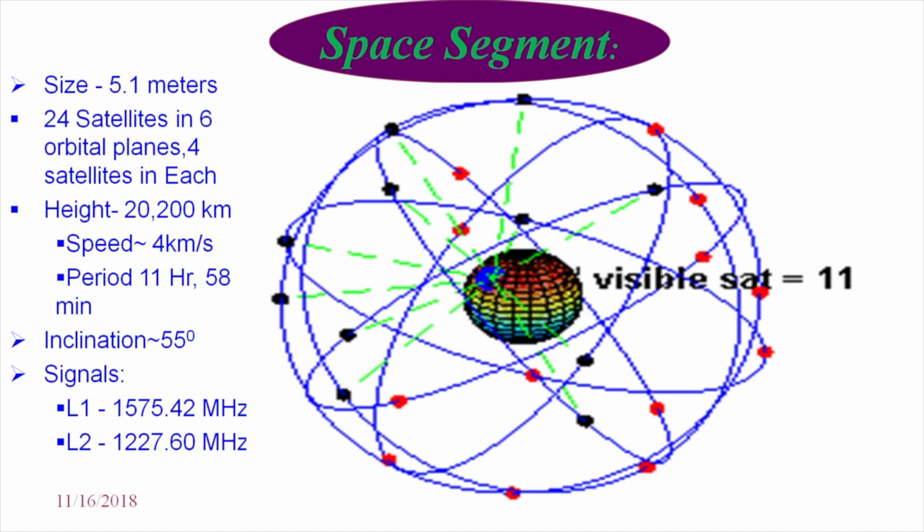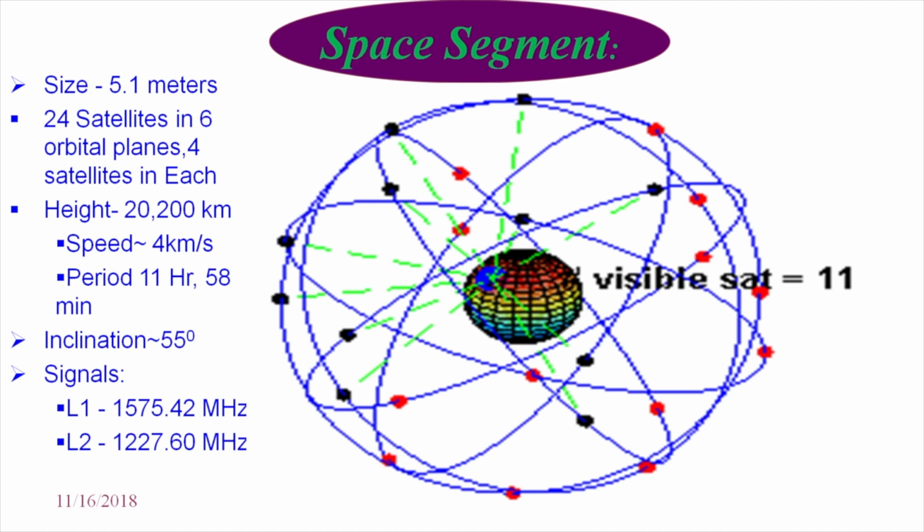So, there are a total of 24 satellites. These are at a height of 20,200 kilometers from the surface of the earth. They are inclined at 55 degrees, and they are continuously sending L-band signals, that is, dual frequency, known as L1 and L2.